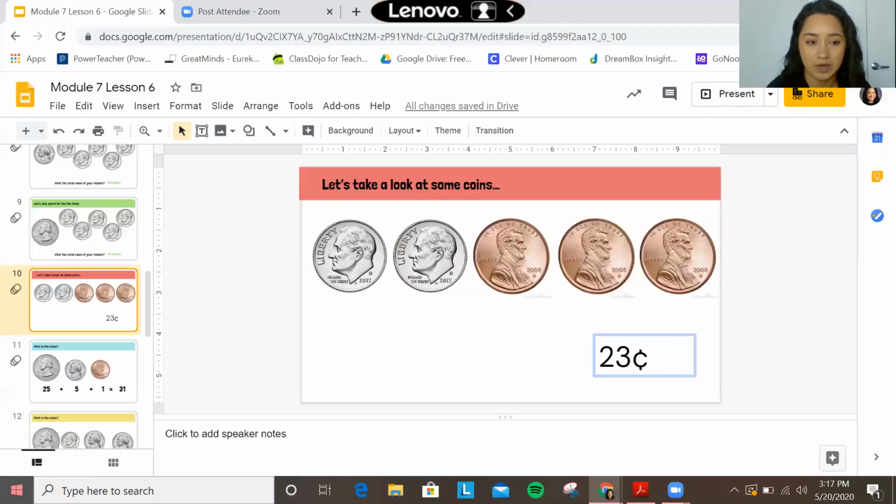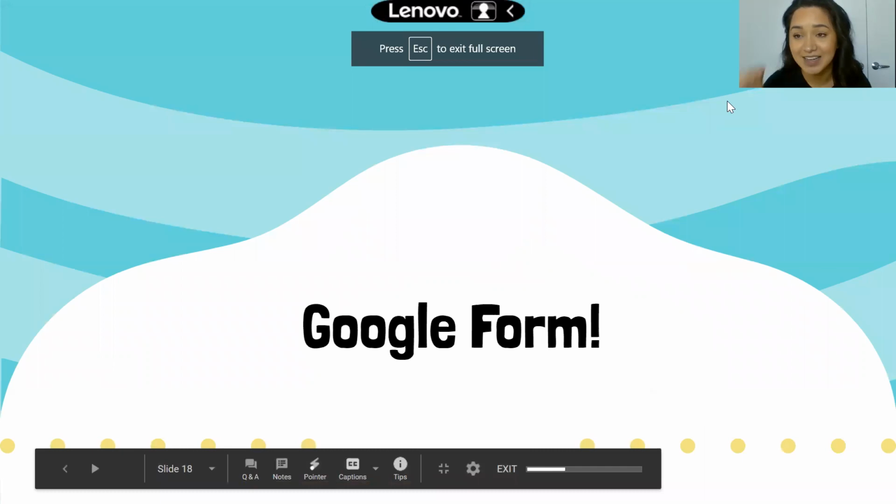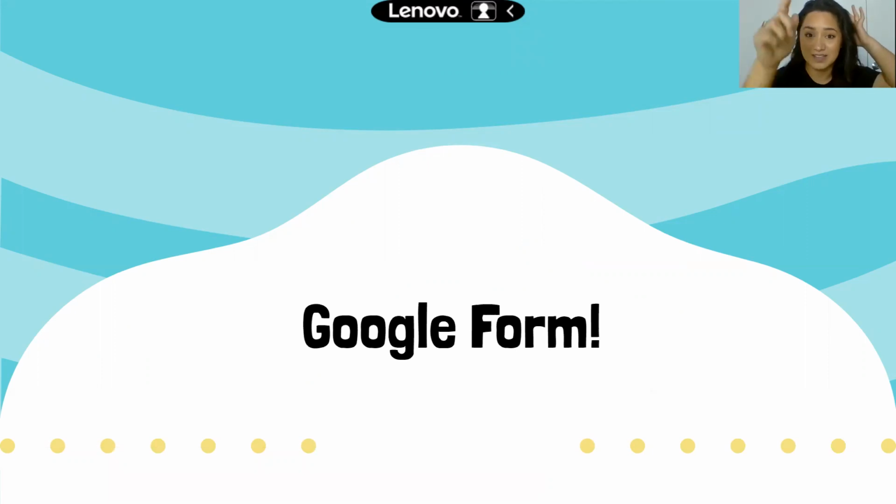For your Google Forms, you will not be able to enter in the cent sign. You can just enter in the numbers. So you're going to see pictures of coins that look exactly like the ones that we just went through, but you're not going to be able to move them around. You won't be able to cross them out. The best way to do it is to start with the biggest value and then work your way up.